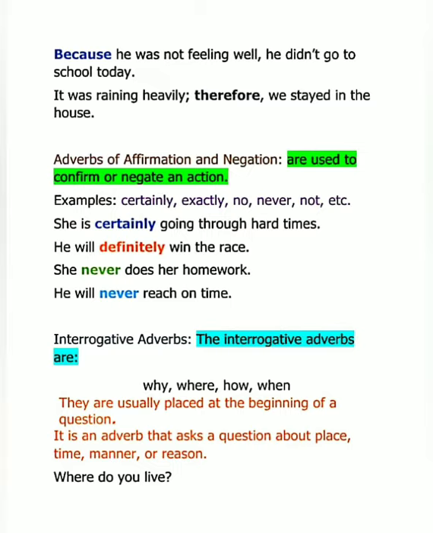Okay, let's see some examples. She is certainly going through hard times. Now certainly is affirming things. So here the word certainly is an adverb of affirmation. He will definitely win the race. So here the word definitely shows an affirmation, a confirmation, that is an adverb of affirmation.